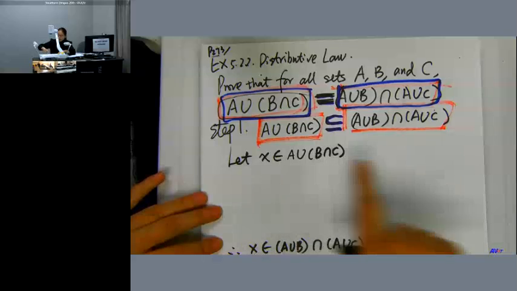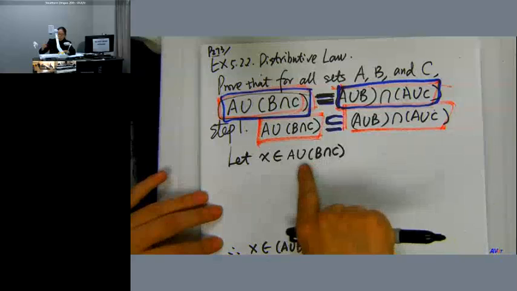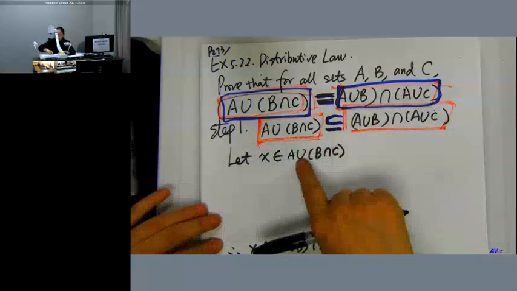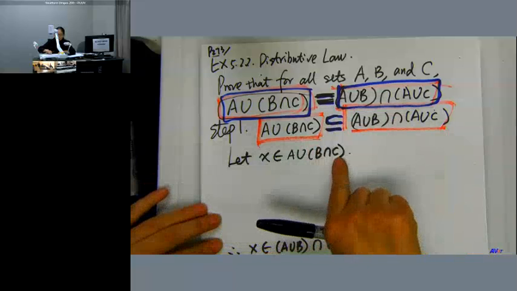Okay, so now the rest of the proof here, you have to use the definition of intersection and union. You can start from what we know: this X comes from A union B intersection C. So what does this mean?